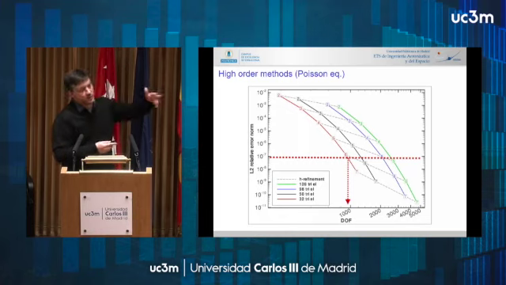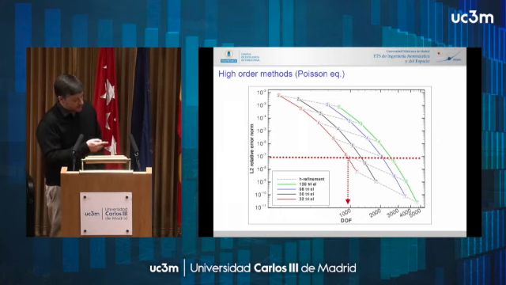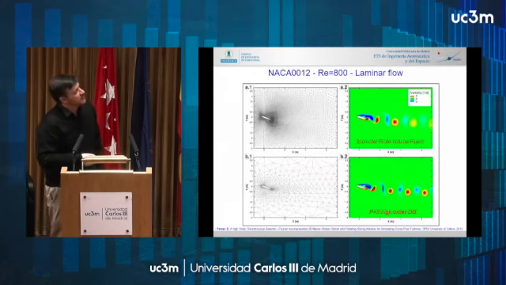Now, of course, you will say this is a very academic problem, this is an elliptic problem, that's very easy, blah, blah, blah. Okay, let's see a more realistic thing. So if we compare, for example, a Fluent computation. This is a commercial code, low order method, right? Second order in this case, with this fine mesh here.